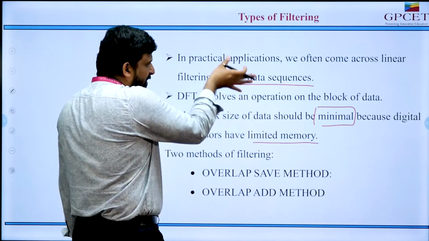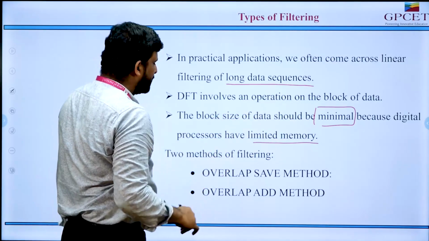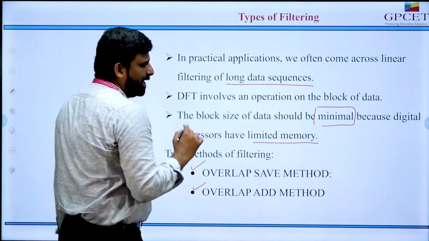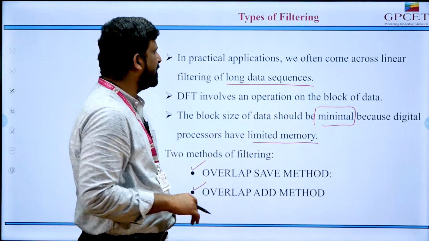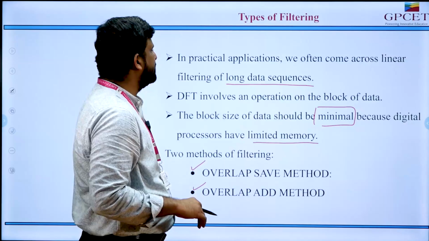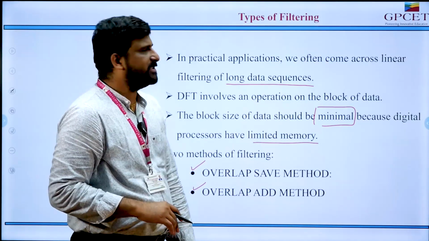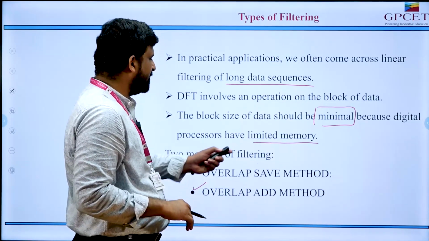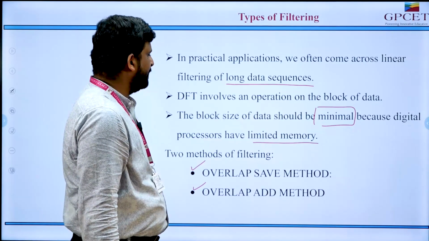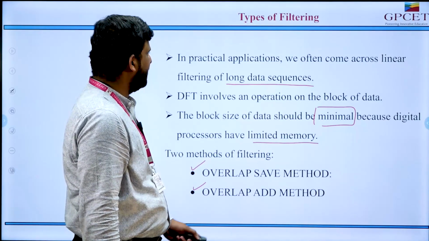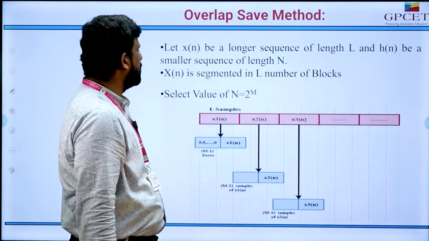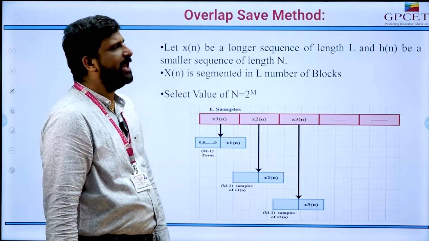So for this kind of criteria, we are introducing two methods. One is the overlap save method and another one is the overlap add method. These two methods are used to handle long data sequences in linear filtering. We will see the two methods in detail, with one example each. So what is the overlap save method? What are the steps involved in the overlap save method?